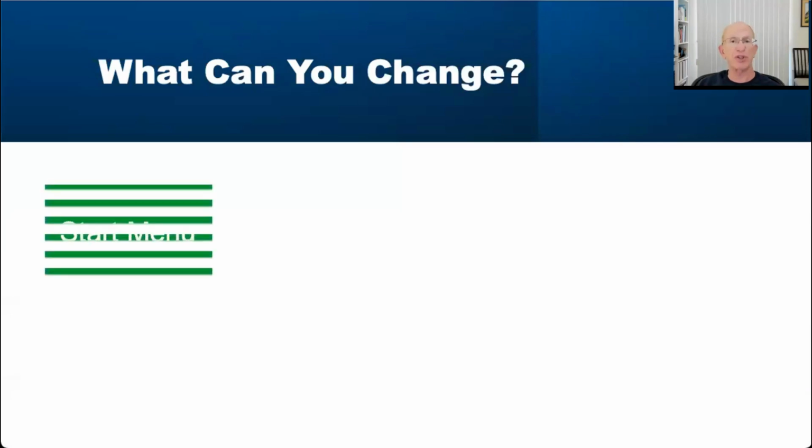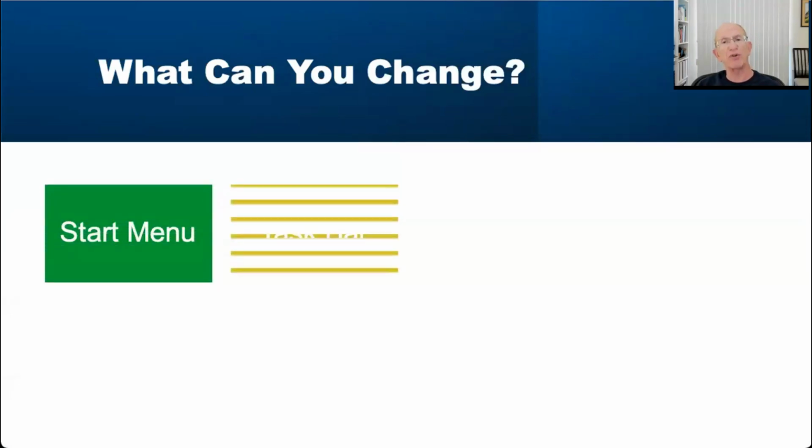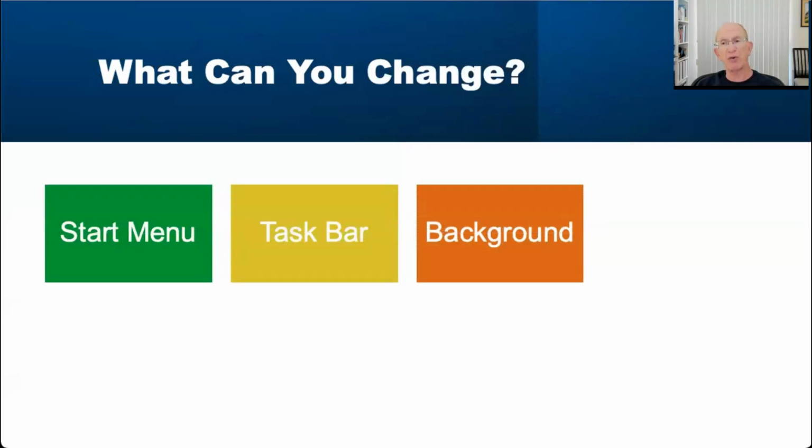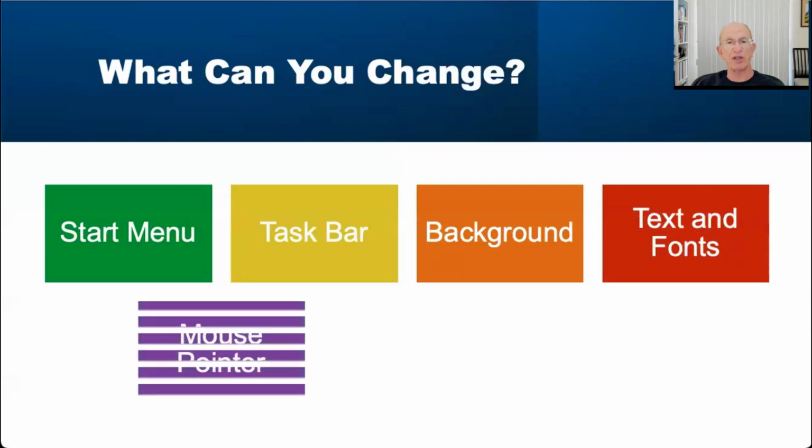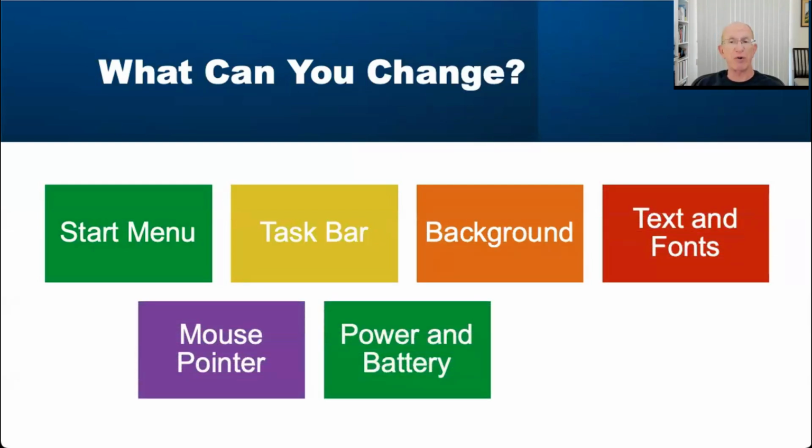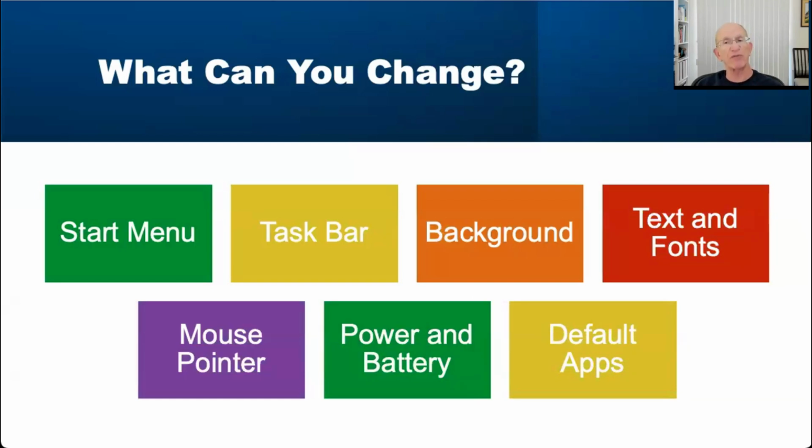Now, there's a lot of things you can change. You can change the start menu, the taskbar, the background, your text and fonts, your mouse pointer, the power and battery settings, and even default apps. I don't know if we'll have time to take a look at default apps today.